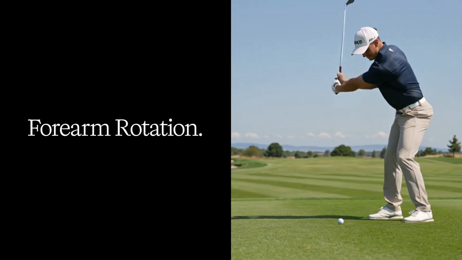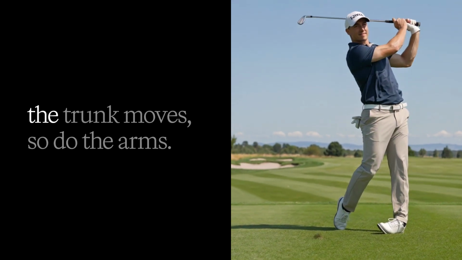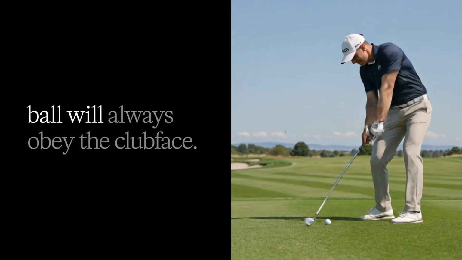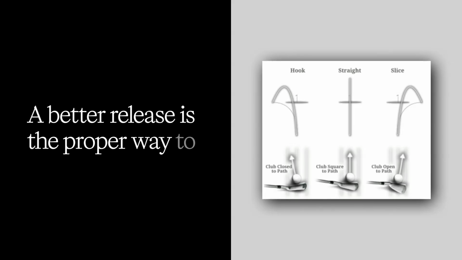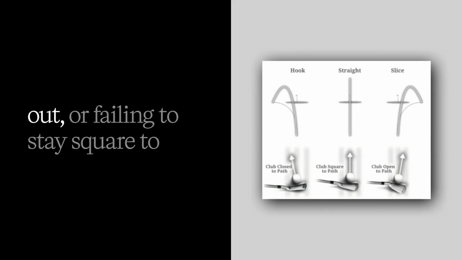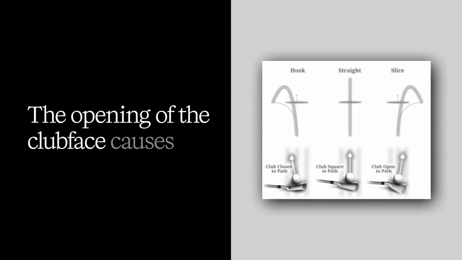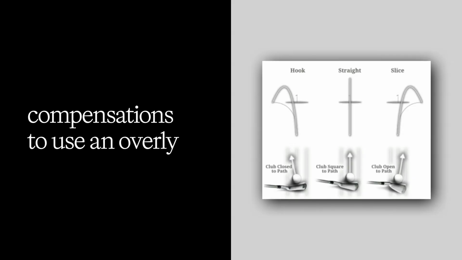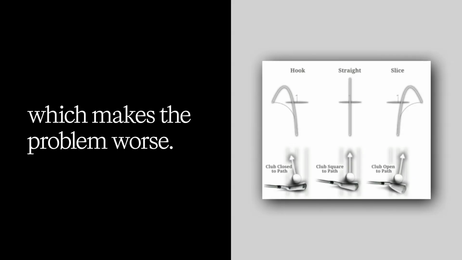Forearm rotation. Basic physics. The arms are connected to the trunk, and as the trunk moves, so do the arms. Whether it is a natural movement or a learned movement, the ball will always obey the club face. A better release is the proper way to keep the club face from blocking out or failing to stay square to the target line. The opening of the club face causes amateur players to resort to swing compensations, to use an overly strong grip or alter the swing path, which makes the problem worse.